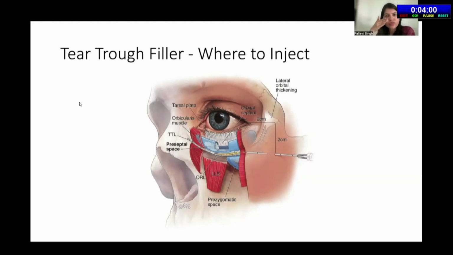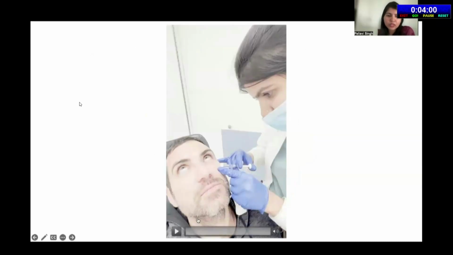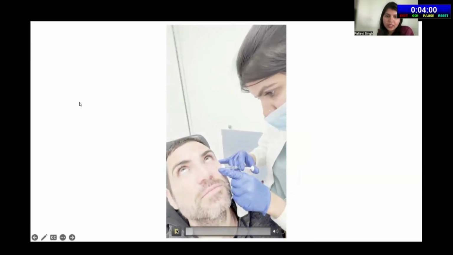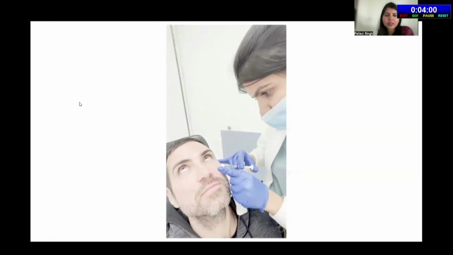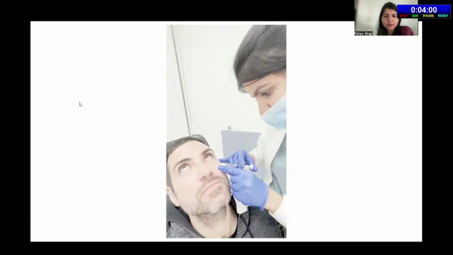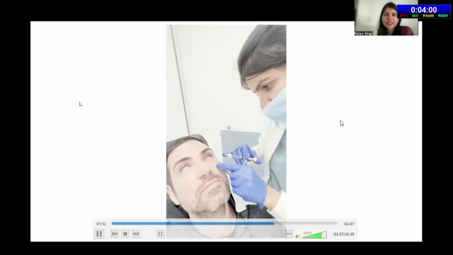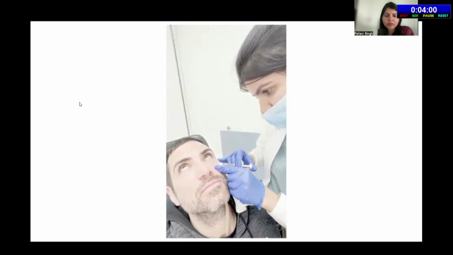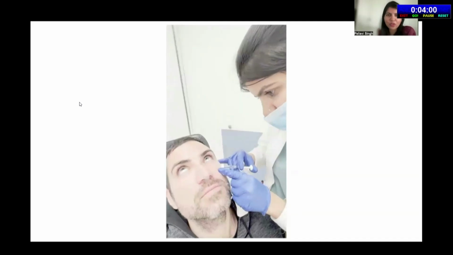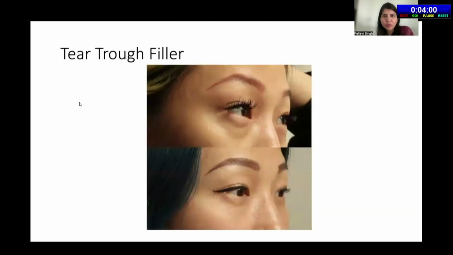To fill up that trough, I usually like to use the needle, and I like to go all over the orbital retaining ligament, starting from the medial to the lateral area, injecting in small aliquots so you can see the inflation happening right as you do it. Always underfill rather than overfill, because less is more in this area. You can always do more later, but doing a lot and then dissolving it is something we should not be doing.